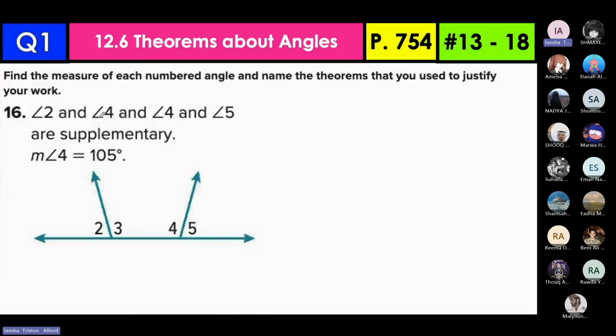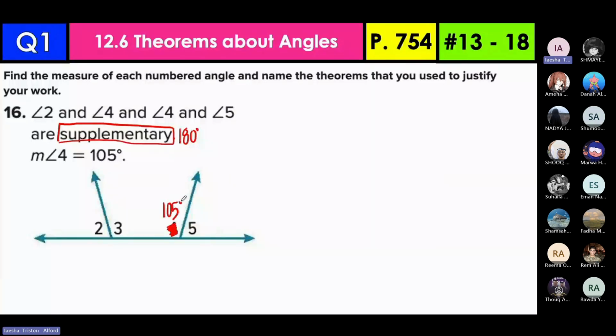Angle 2 and angle 4, and angle 4 and angle 5 are supplementary. What is the meaning of supplementary? Add to 180. Good. So this one should be 180. Angle 4 is 105, so I'm going to erase angle 4 here and put 105 degrees.